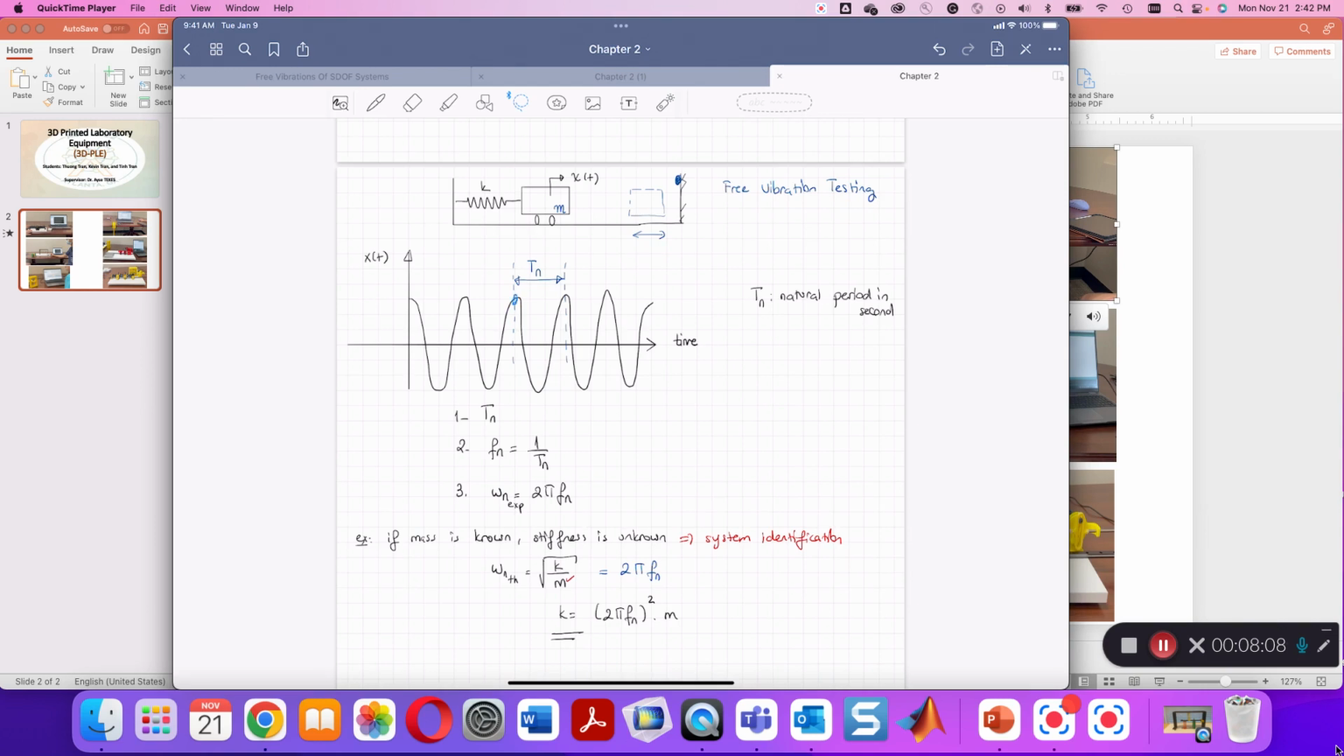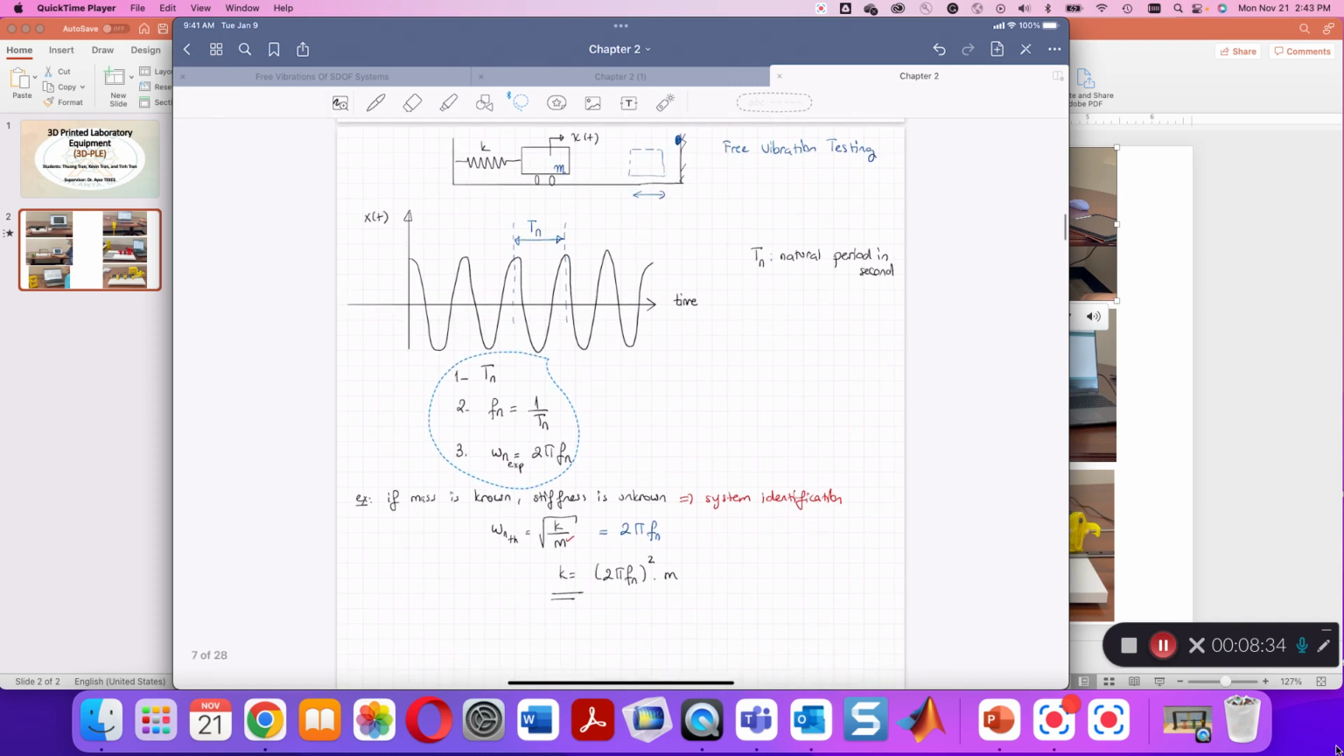If you plot the displacement versus time graph, the elapsed time between the two peaks gives you the natural period. If you know the natural period, then you can calculate the natural frequency in hertz, and knowing the natural frequency in hertz, you can calculate the angular velocity 2 pi fn, which is omega n experimental. This is the calculation through experimental data, which is why I call this omega n experimental.